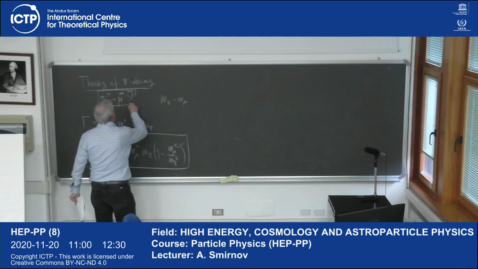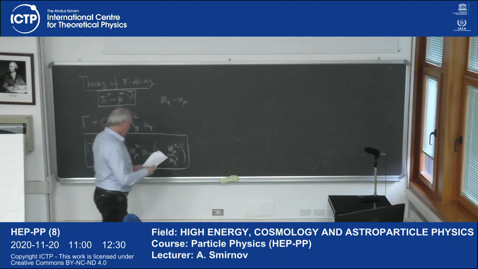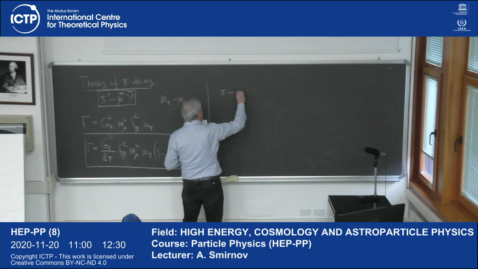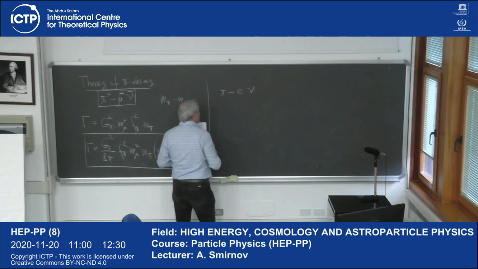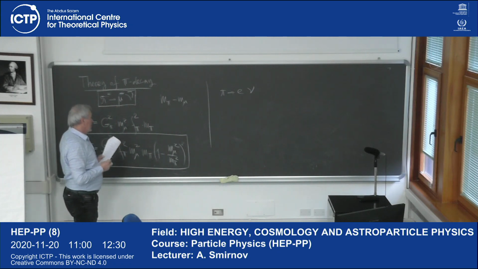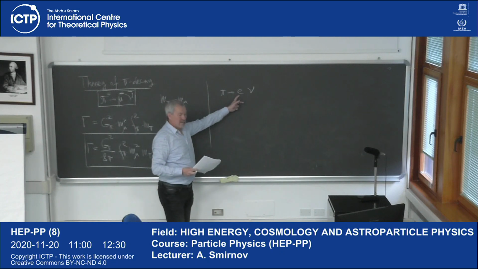Now we discussed the mode of decay of pion into muon and neutrino, but there is another decay mode into electron. So pion can decay into electron and neutrino. So what would you write for this decay rate? Here, of course, the mass of the electron is much smaller than the mass of the pion, and naively you would expect that this decay rate should be bigger than the decay rate with emission of muon.